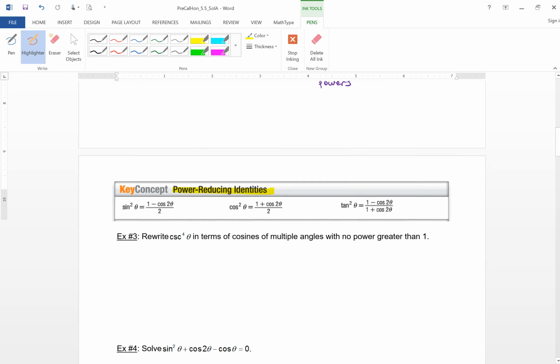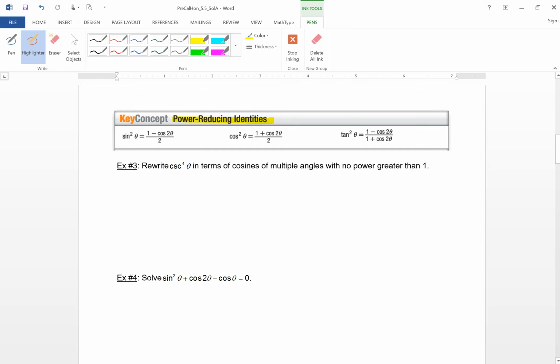Okay? How do we use this one? Well, here I have cosecant to the power of 4 theta, and I want to write it in terms of cosines and sines, or in terms of just cosines of multiple angles with no power greater than 1. You see how you have an exponent of 4 here? I want my answer now to have no exponents other than 1. But I can have multiple angles. I can have 2 theta, 4 theta, 6 theta. So here's what we're going to do.